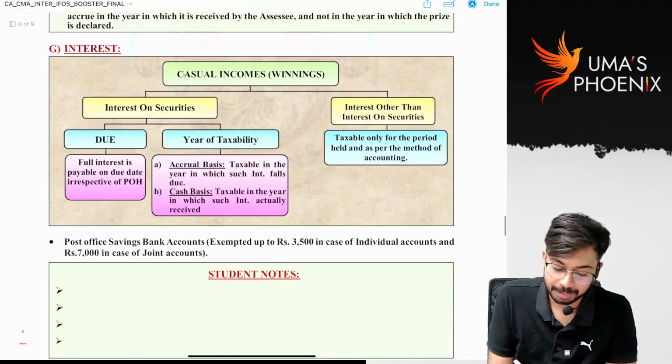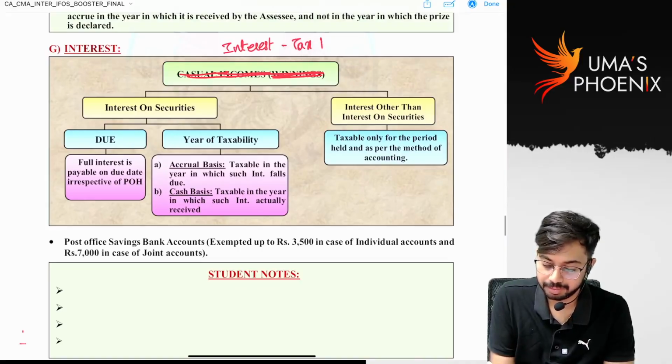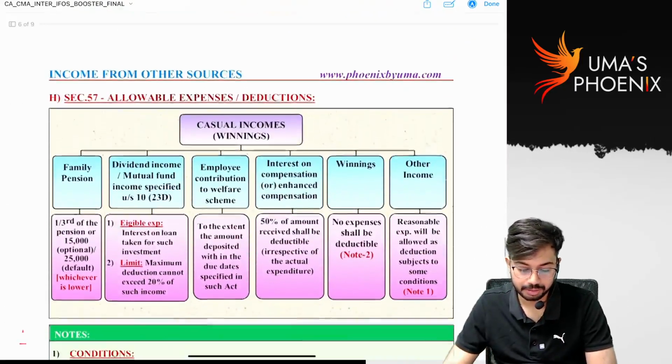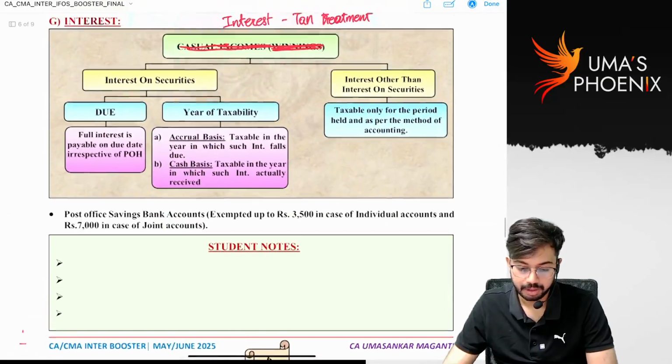Actually there is some editing mistake. This is not casual income, this is interest tax treatment. Please change it here also. Listen quickly.